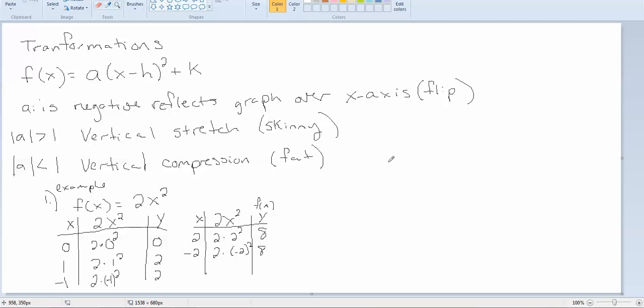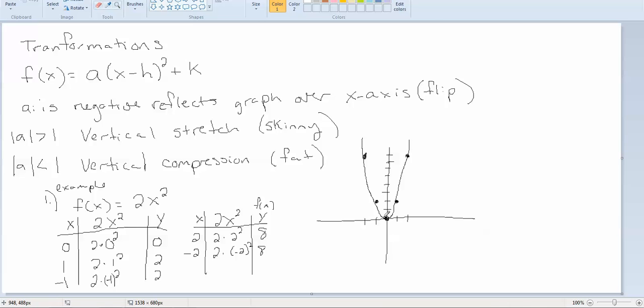So let's look at this graph. All right, so we know we have 0, 0. Okay, and then 1, 2. 1, 2 would be here. -1, 2 is here. And then 2, 8. Okay, 1, 2, 3, 4, 5, 6. I didn't make this long enough. 7, 8 would be here. And -2, 8. Oops, now my mouse won't move. -2, 8 is about here. Okay, so here's my U shape.